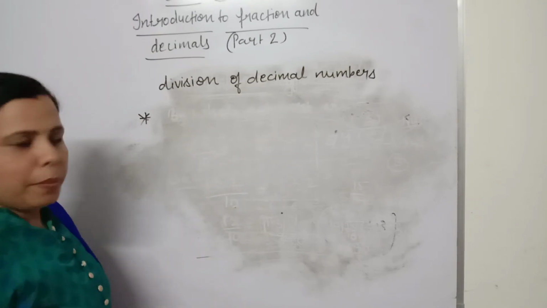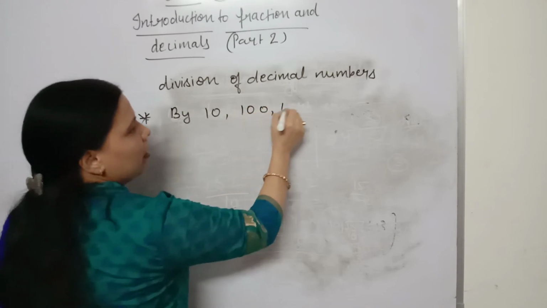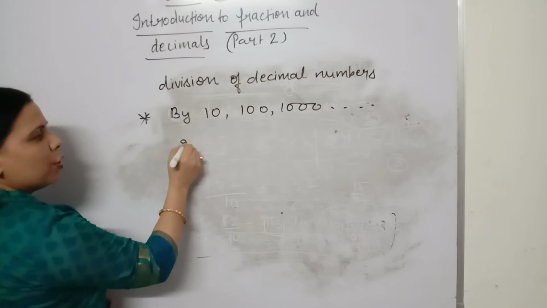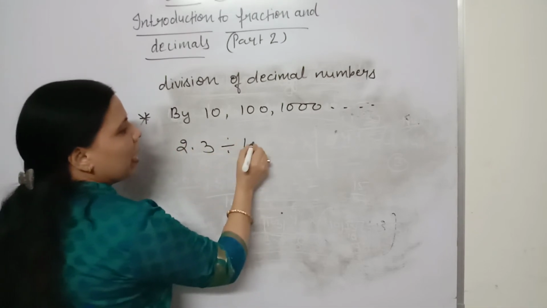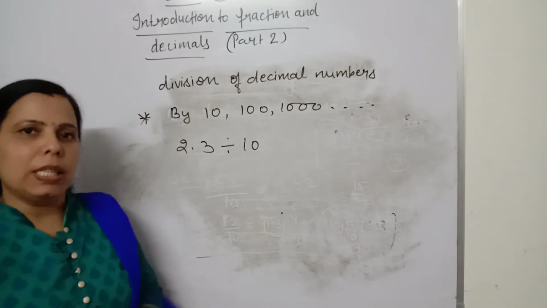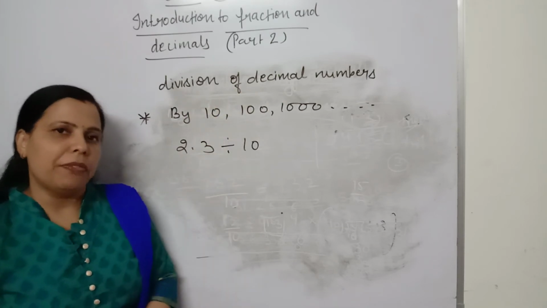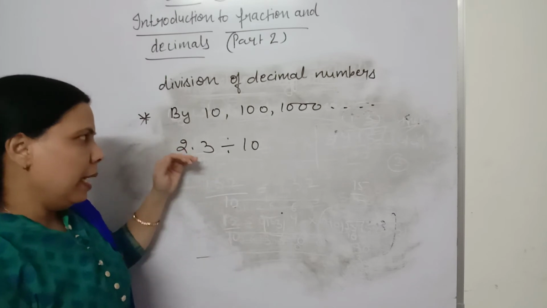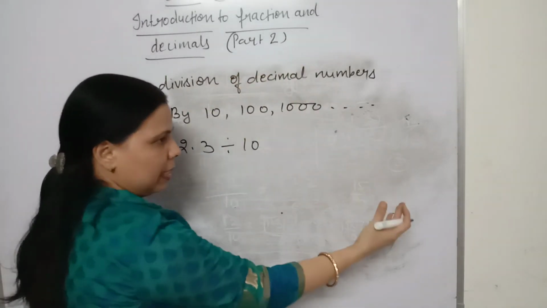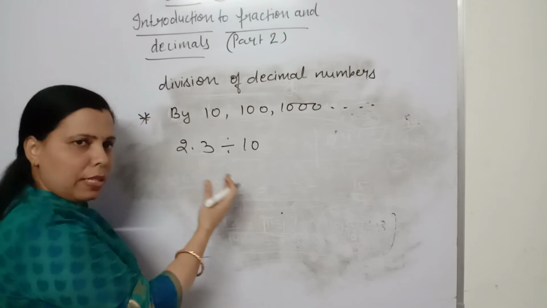Now division by 10, 100, 1000 and so on. Now the number is 2.3 divided by 10. Children, I would like to repeat one thing here. In multiplication, when we multiply any decimal number by 10, we shift the decimal towards the right side. But in division, we shift the decimal towards the opposite side, that means the left side.